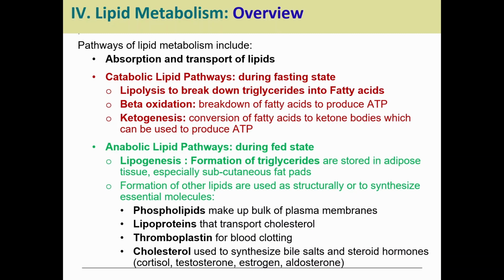Lipoproteins, which transport cholesterol. This is when you think of your cholesterol, like your HDL and your LDL, right? That's what we're talking about. We're talking about lipoproteins. Thromboplastins for blood clotting, and then cholesterol, which we use to make things like bile salts. We use it as a basis for steroid-based hormones like cortisol, testosterone, estrogen, aldosterone, progesterone, right? Things like that.